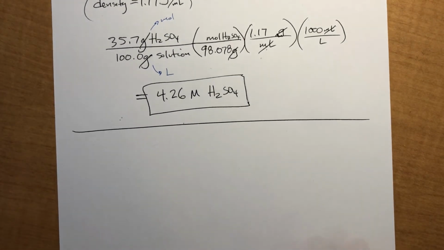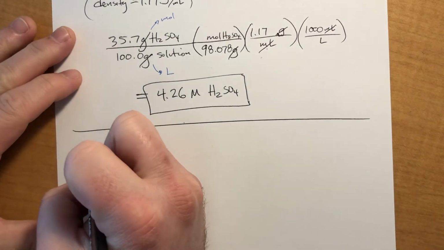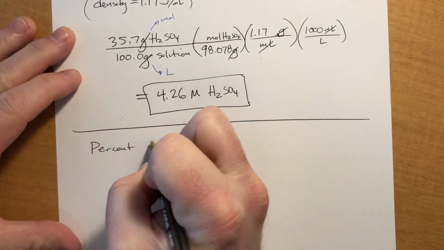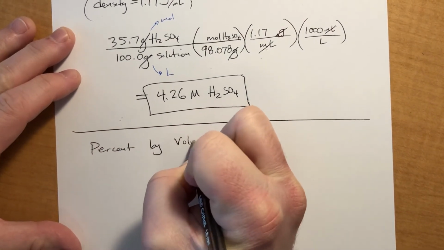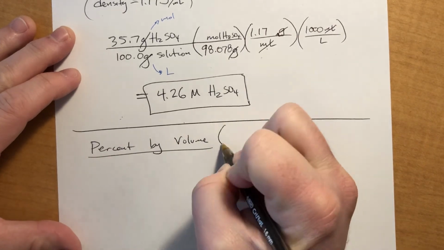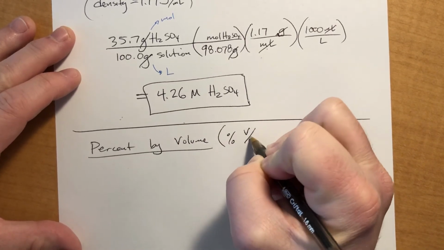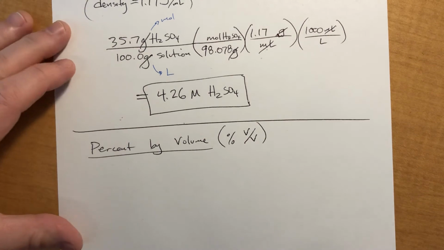Okay. I briefly want to mention the other two options. Percent weight is the most likely, but it's not the only option. There's also percent by volume, where everything is in terms of volume. And this is percent V over V, for volume over volume.